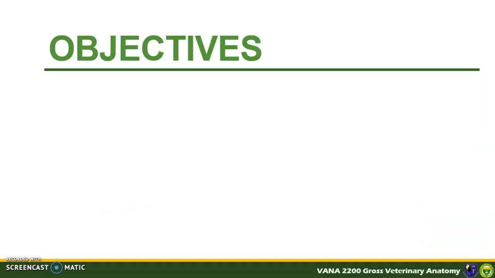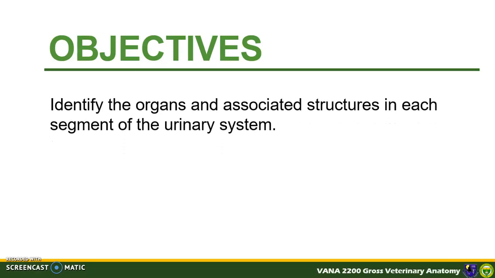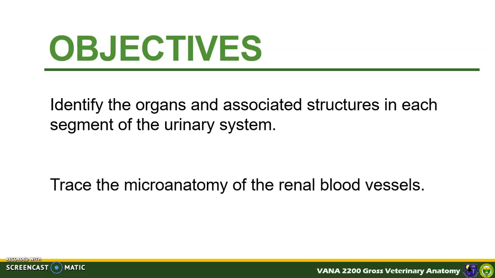At the end of this module, you should be able to identify the organs and associated structures in each segment of the urinary system and trace the microanatomy of the renal blood vessels.